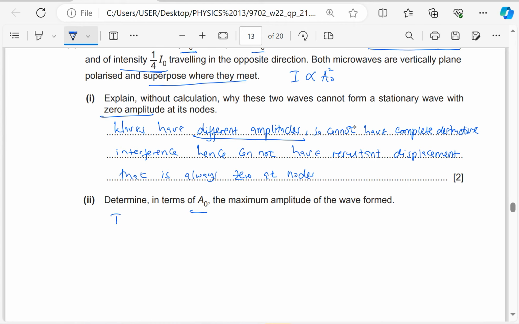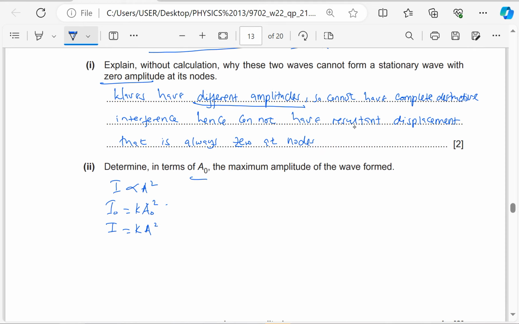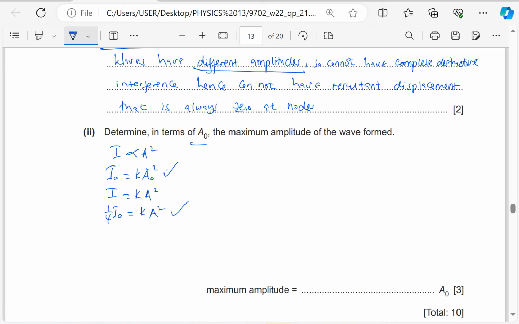Of course, remember I said intensity is directly proportional to amplitude squared. For the first one, its intensity was I naught, let it be K times amplitude A naught squared. Then for the second one, its intensity I should be equal to K times A squared. But remember, I is a quarter I naught, so a quarter of I naught should be equal to K times A squared. So I have this equation and this one here. I can substitute the first equation into the second one, or I can just divide the two equations. But I'll make substitution.